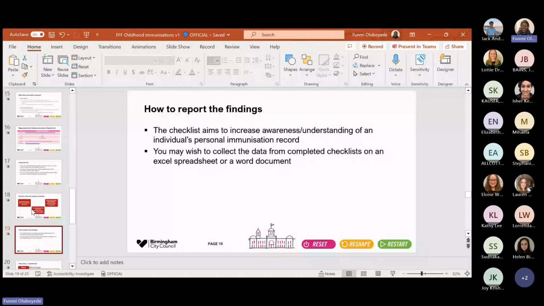So, how to report the findings. The checklist aims to increase awareness and understanding of an individual's personal immunisation record, and you may wish to collect the data from completed checklists on an Excel sheet or Word document, or however works best for you.